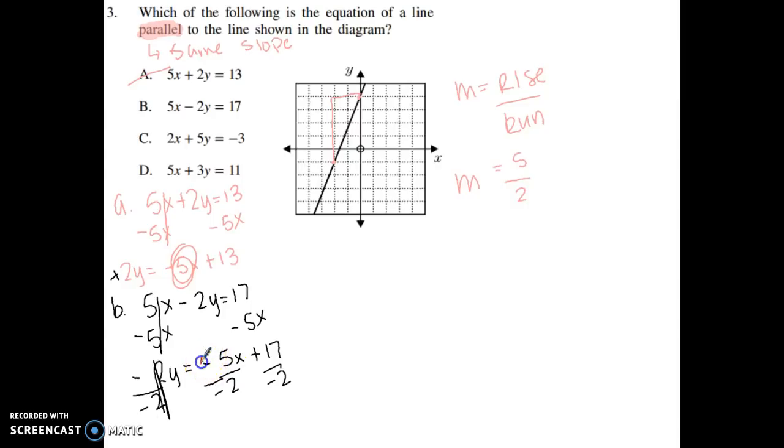And then these two negatives are going to make that a positive. So we are going to say y equals a positive 5 over 2x. And then we don't have to do this because we already see that we have a parallel slope in this case. So for number 3, our answer is B.